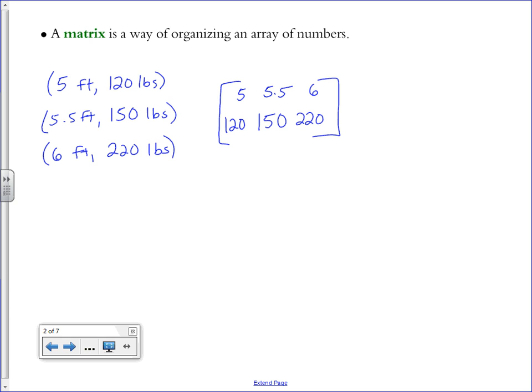In a set of square brackets, it has rows and columns. In this case, each column represents a person. The first row is their height, and the second row is their weight. So this is just an example of a matrix. They're used a lot in math. Today we're going to learn some basic operations with numbers arranged like that.